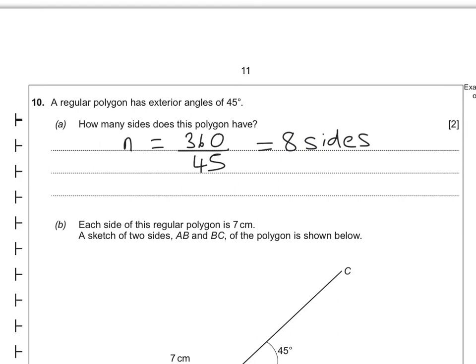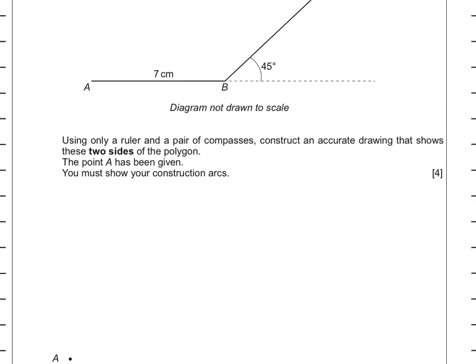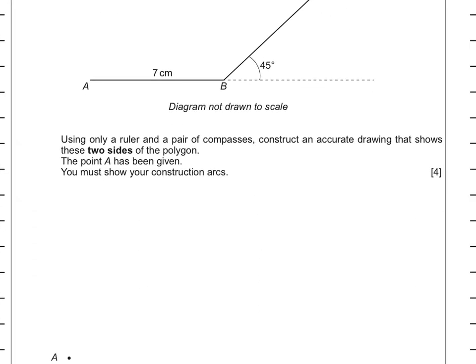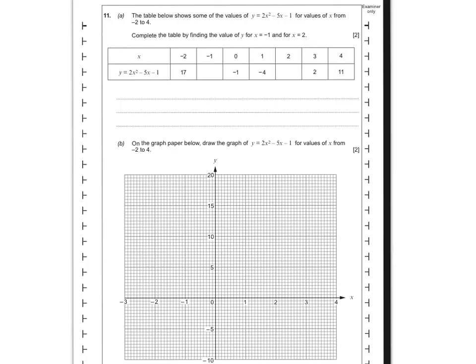Part B, a teacher will have to do with you in class because you need a compass and so on to do that. Moving on to question 11, we've got a little bit of substitution to do first. So 2 lots of, now we need to find the value when x is -1. This is where my tip to you about putting brackets in for substitution comes in handy. Take away 5 lots of -1, take away 1.